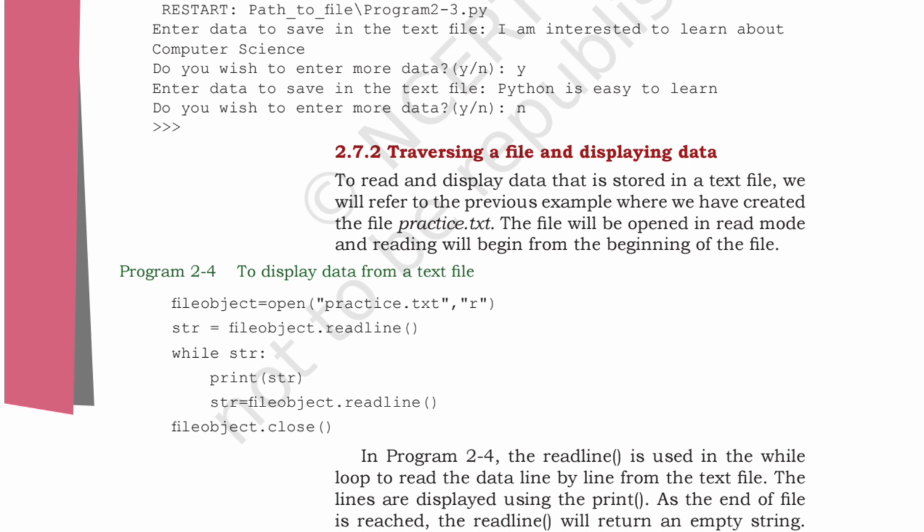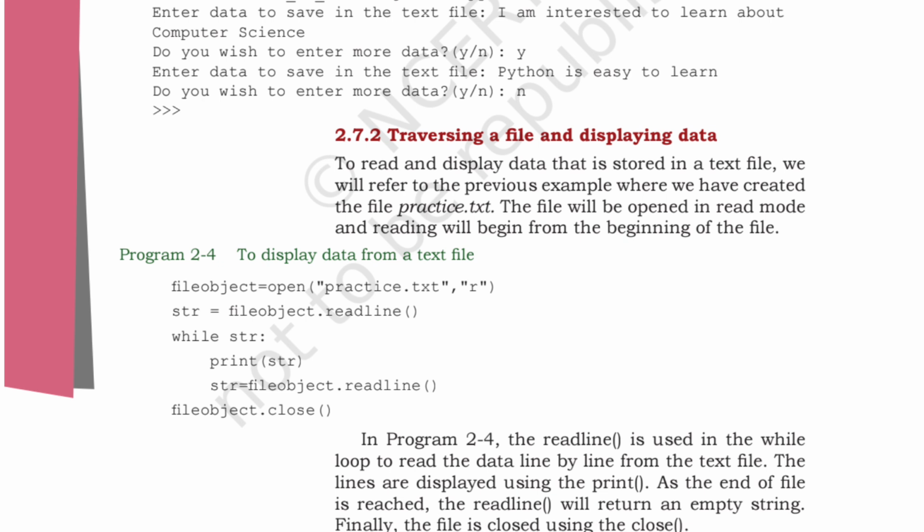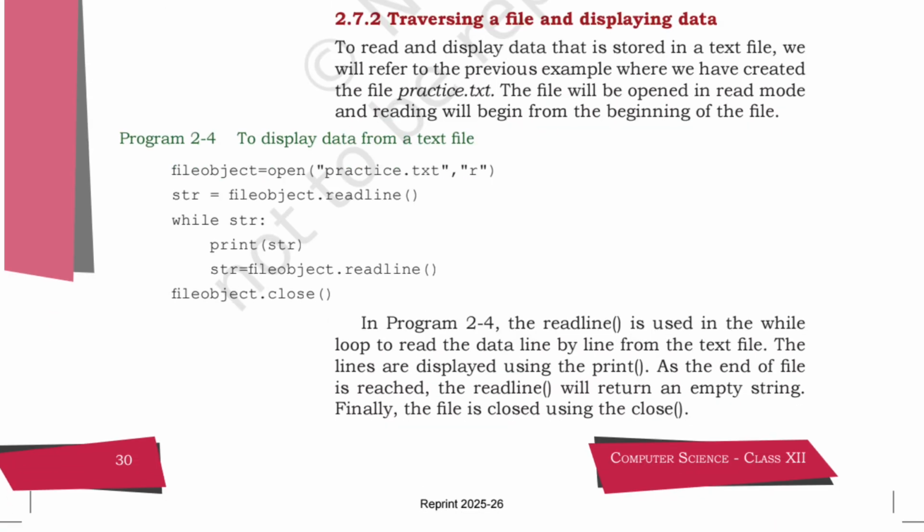Traversing a file and displaying the data. In this, we are reading and displaying data that is stored in the text file. We will refer to the previous example where we created the file practice.txt. The file will be opened in read mode and reading will begin from the beginning of the file. We are traversing it and then displaying it.